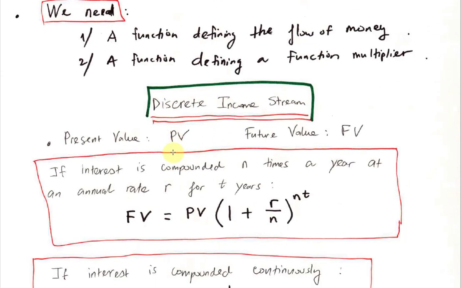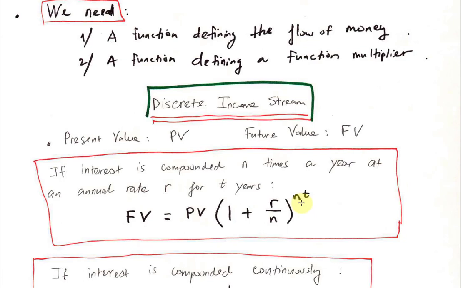Now I let the present value be the notation PV and the future value be FV. If the interest is compounded n times a year at an annual rate R for T years, then the future value is equal to the present value multiplied by (1 + R/N) to the power of NT. So N is the number of the compoundings per year.